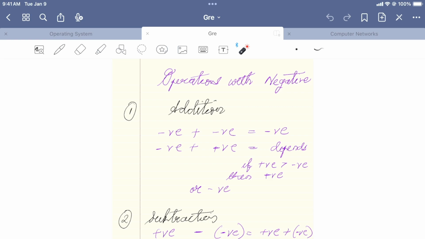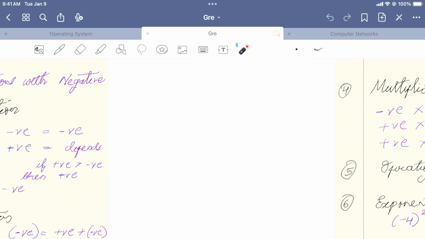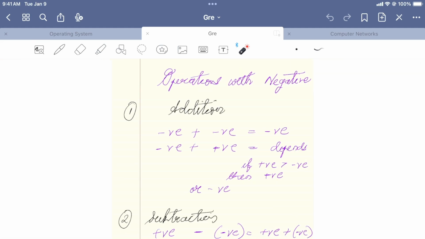Now operations with negative numbers. Whenever we add a negative number to a negative number, the answer is always negative. For example, -2 added with -2 will always give me -4. Now adding a negative number with a positive number depends. The answer will be positive or negative depending upon which one is greater. If the positive number is greater, then the answer will be positive. If the negative number is greater, then the answer will be negative.